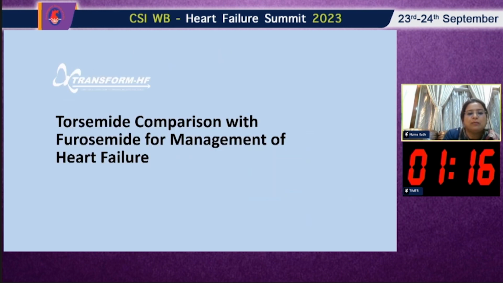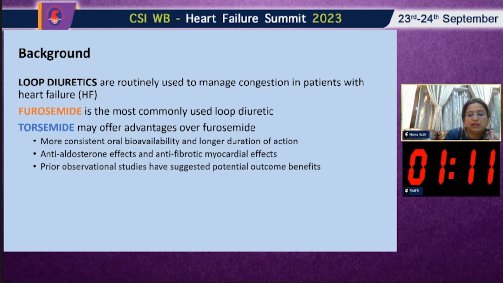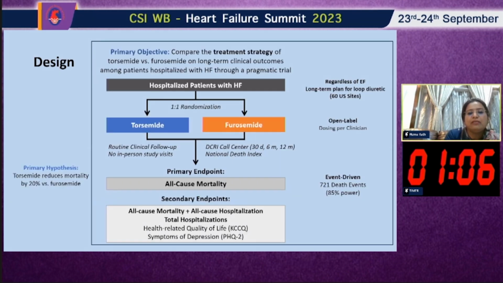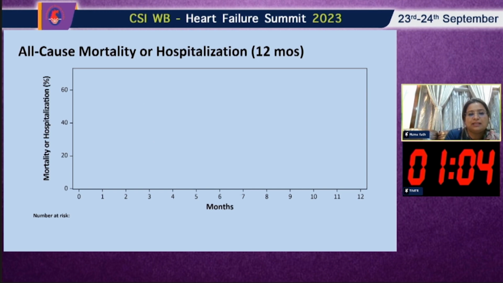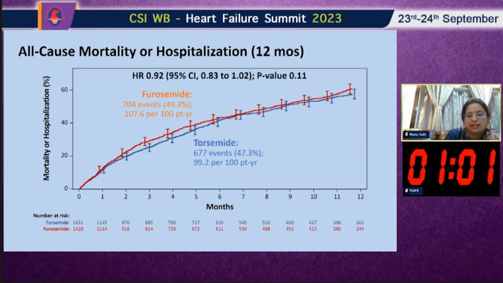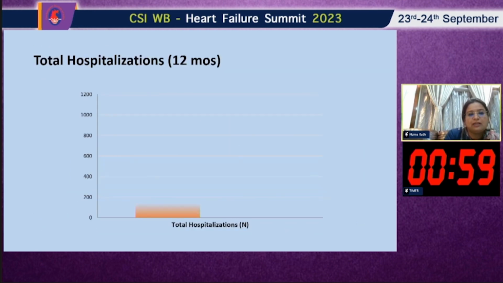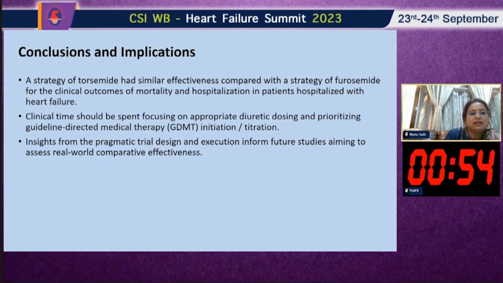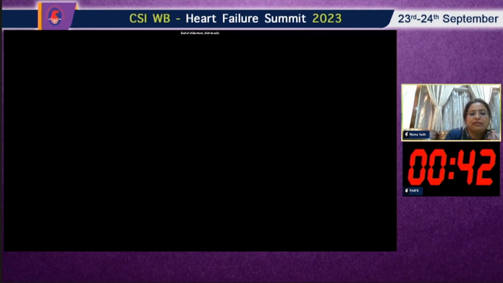What about the comparison of torsemide with furosemide? Torsemide showed no better efficacy except for decreased hospital stay, and did not show any benefit in mortality or re-hospitalization. So there is no difference in efficacy between furosemide and torsemide, and total hospitalization was slightly reduced. In conclusion, clinical time should be spent focusing on appropriate diuretic dosage, prioritizing GDMT initiation and titration, with insight from pragmatic trial designs and execution from further studies aiming to assess real-world comparative effectiveness.